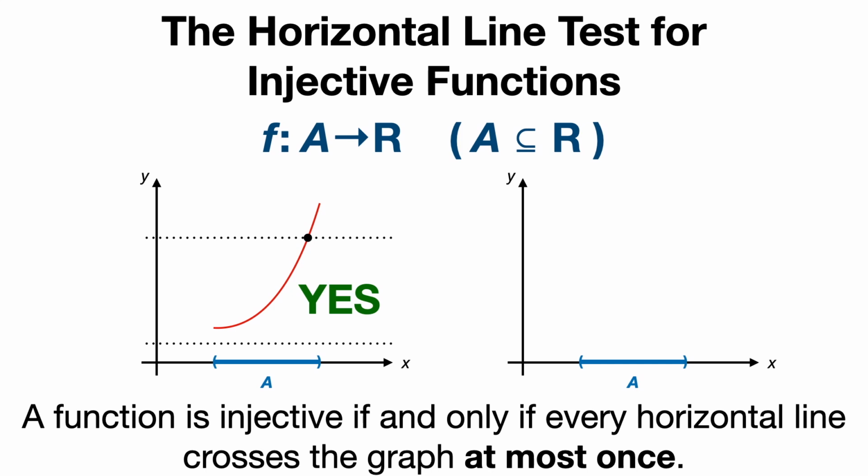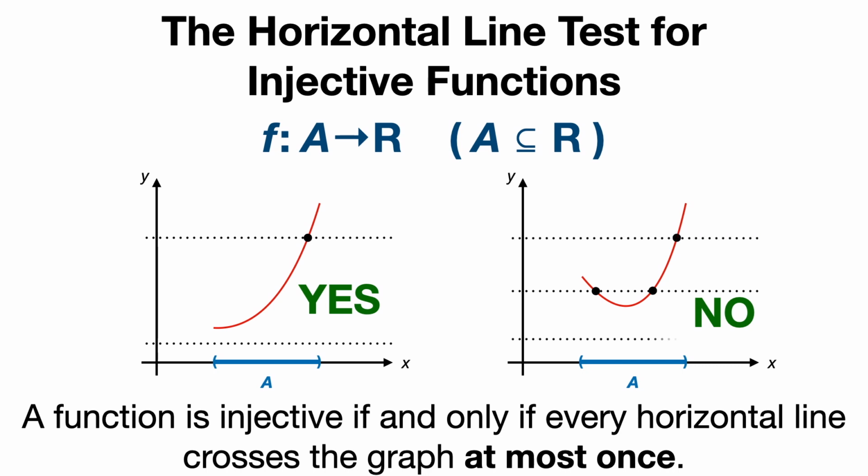On the other hand, the second graph is a perfectly good function, but we can see that this horizontal line crosses the graph twice, and therefore it does not represent an injective function. Notice that there are places where horizontal lines cross 1 or 0 times. That's fine, but because there is the horizontal line that crosses it twice, we know that it's not injective.